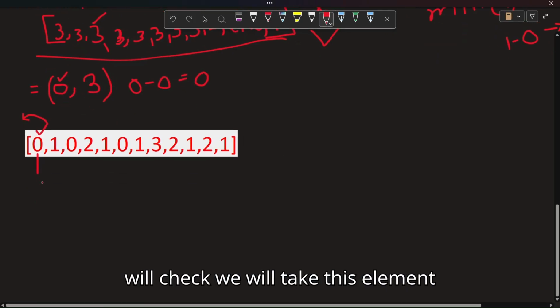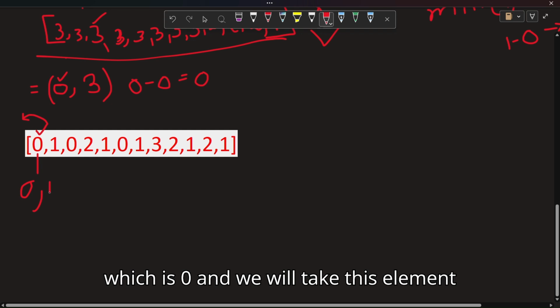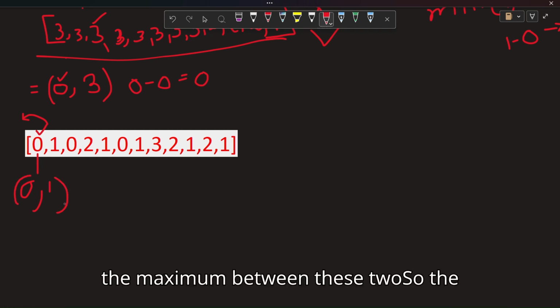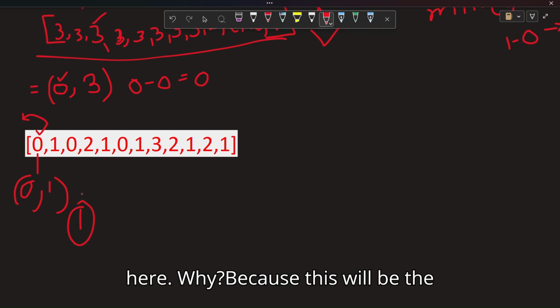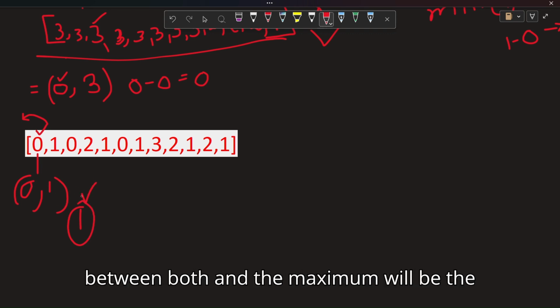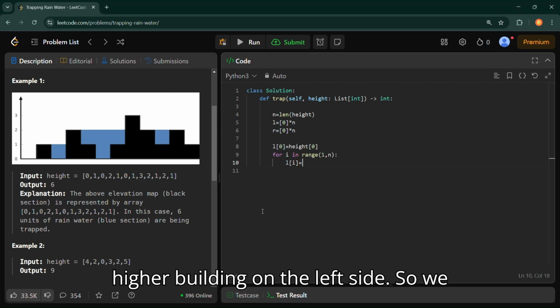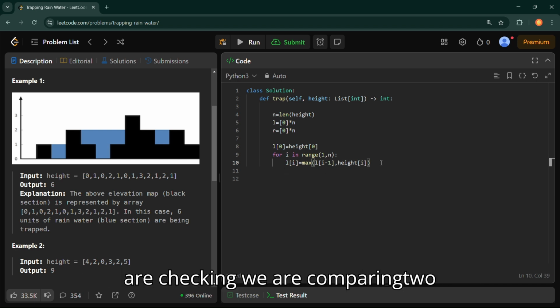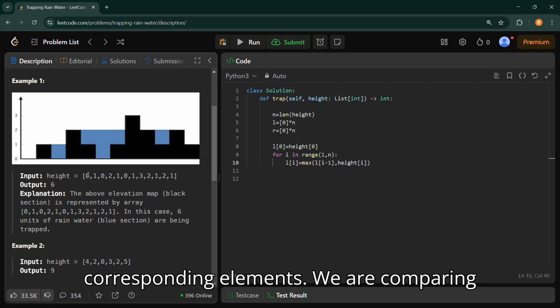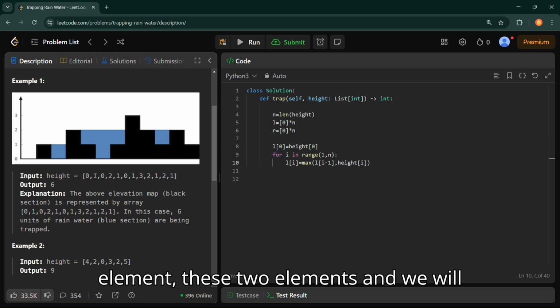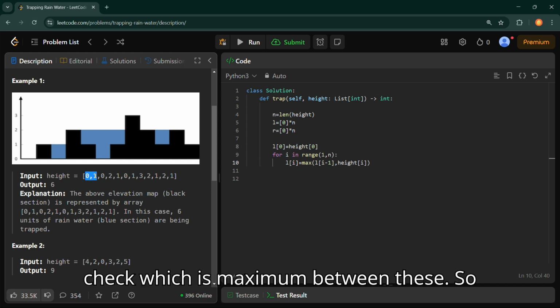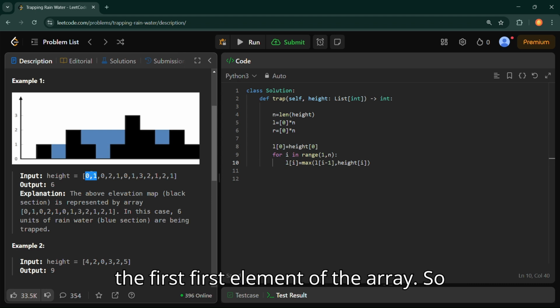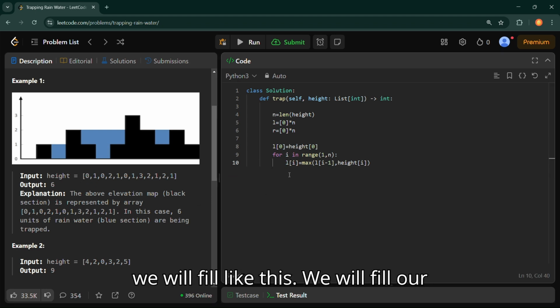We will take this element which is 0, and this element which is 1, and we will check what is the maximum between these two. So the maximum is 1, so we will store 1 here. Why? Because this will be the highest building. We will check the maximum between both, and the maximum will be the higher building on the left side. So we will take the maximum of L[i-1] and height[i], which means we are comparing two corresponding elements, and we will check which is the maximum between these. So 1 is the maximum, so we will store 1 in the first element of the array. So we will fill our left array like this.